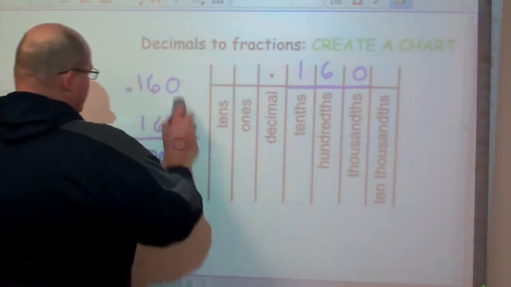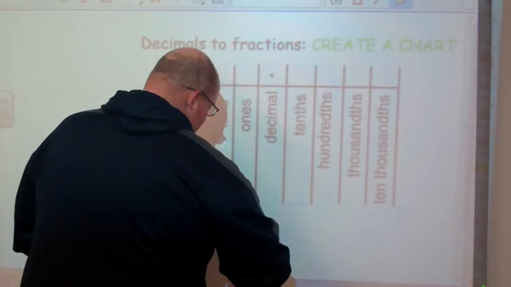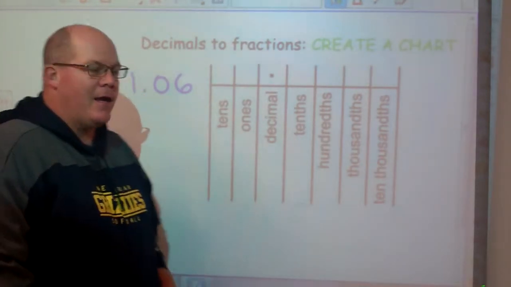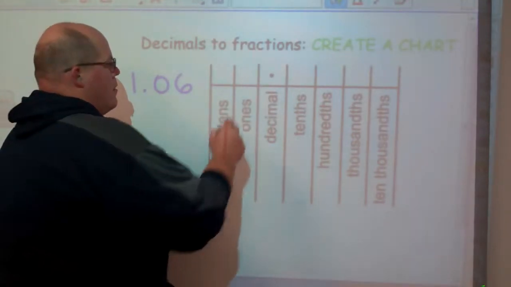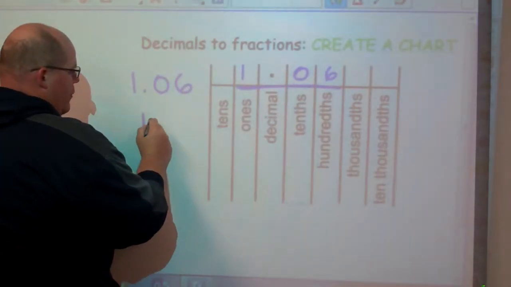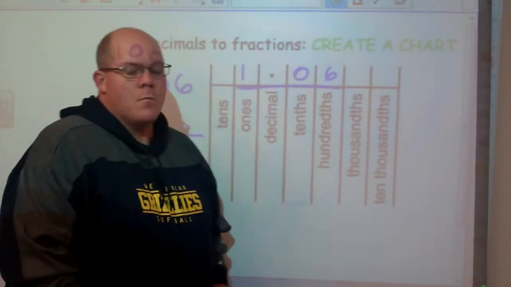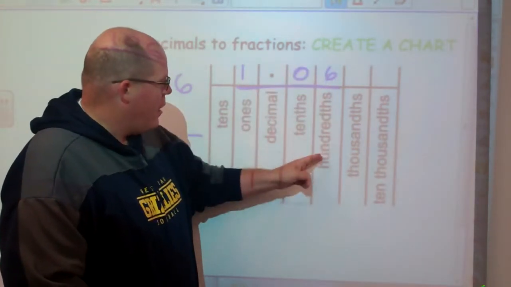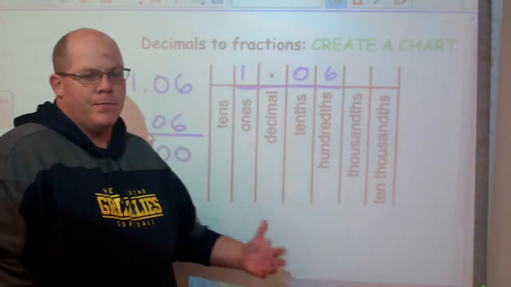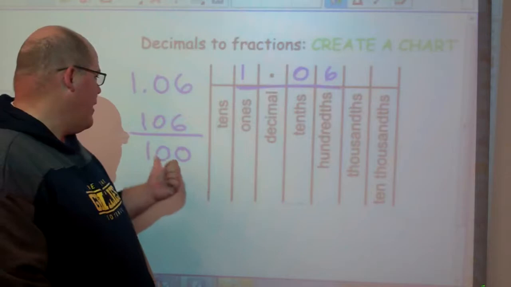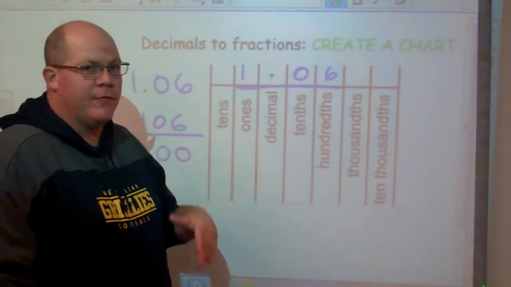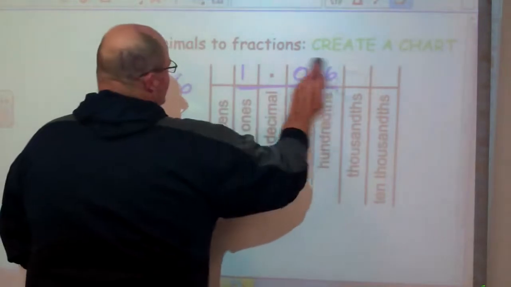Another one. Let's say we had 1.06. Again, this is my number. Here's my decimal, there's my decimal. 106. Here's my fraction line. Again, I'm going to put 106 over, what column does the last number fall in? Hundreds. I'm going to put it over 100. And from that point, again, you would simplify your fraction down. You'd end up having 1 with another fraction next to it. I believe 1 3/50 if you simplify down. So that is decimals to fractions.